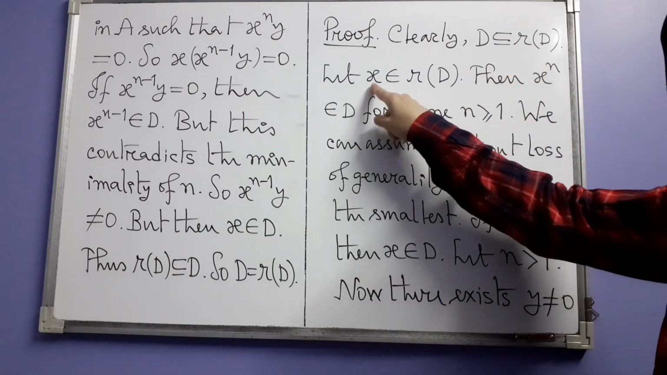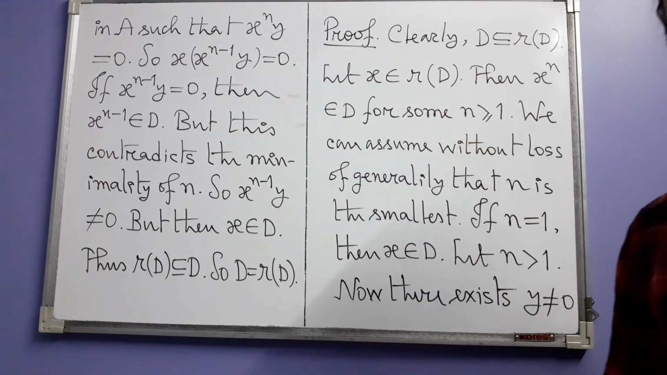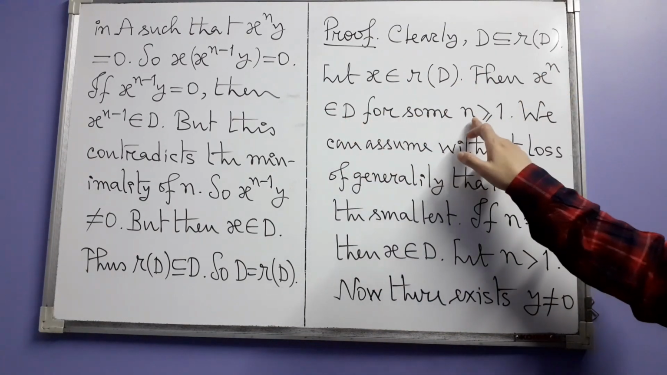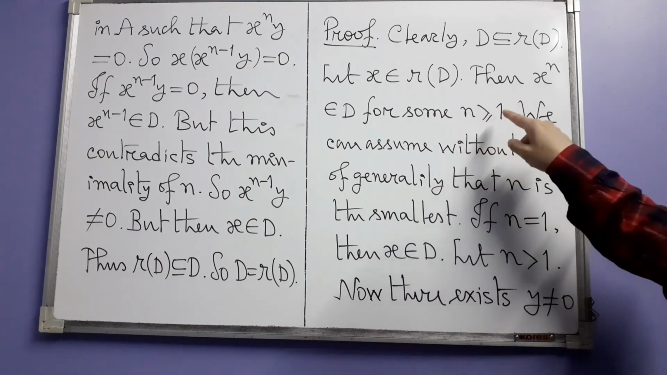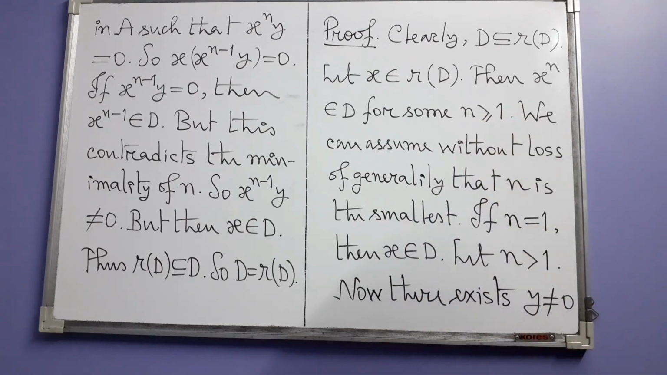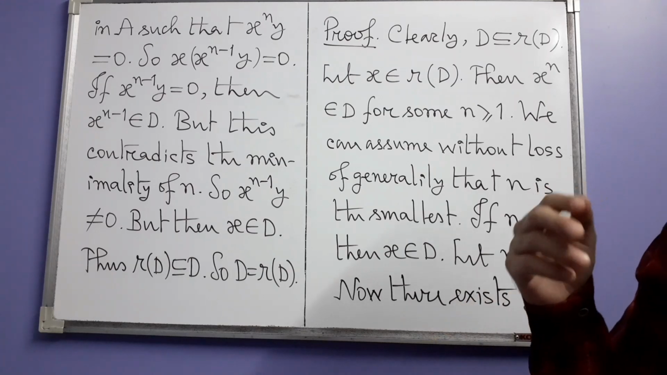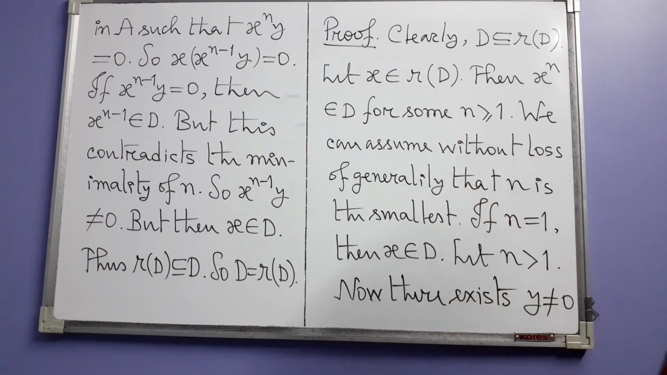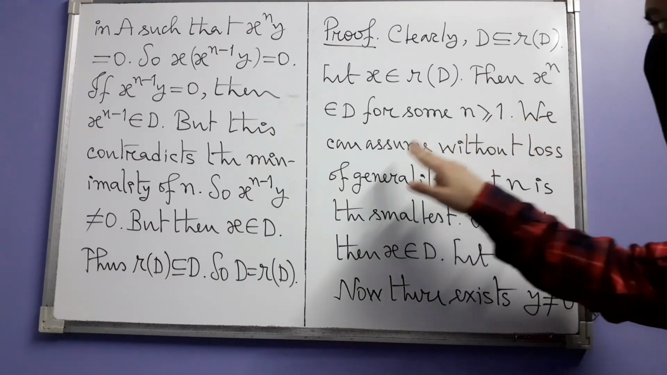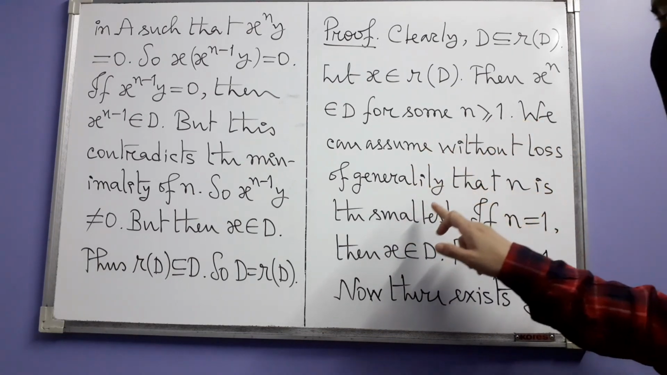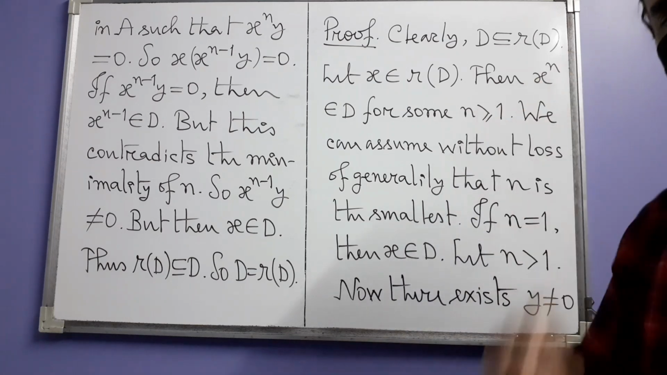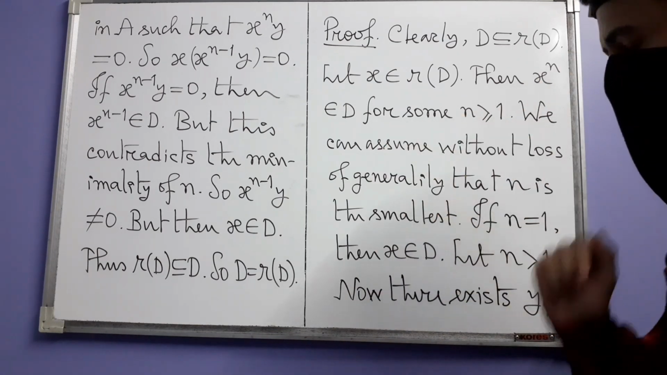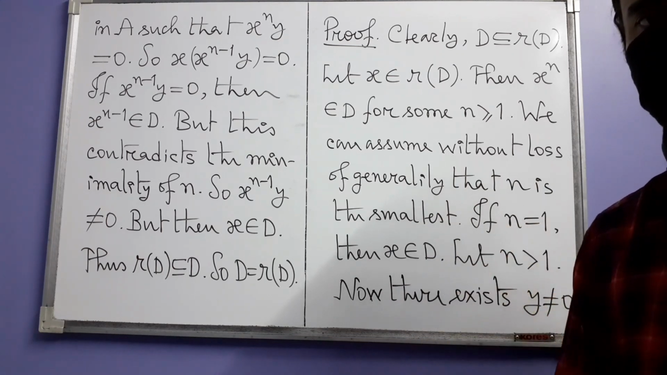So as such we take an element, any element x in the radical of D. Then by the definition of radical, some power x^n will belong to D for some positive integer n. If you want, you can write here n greater than 0. N being greater than 0 and being greater than or equal to 1 are the same because n is an integer. Now we can assume without loss of generality that n is the smallest such positive integer for which this will happen. And the reason for the existence of a smallest n is the well ordering principle.